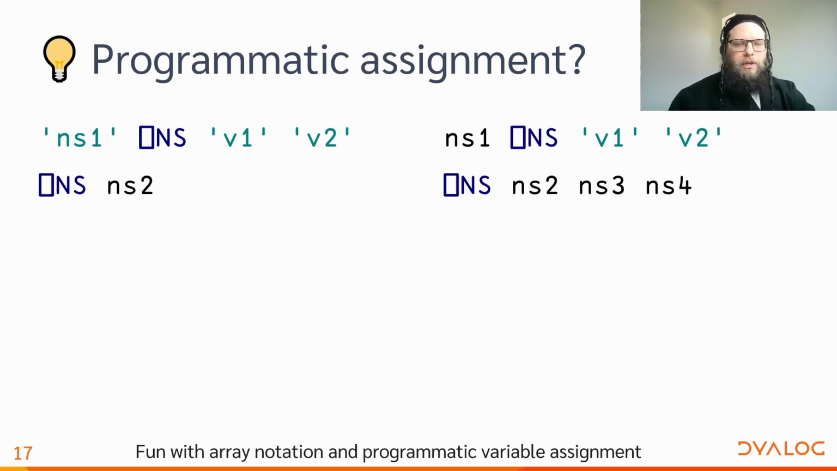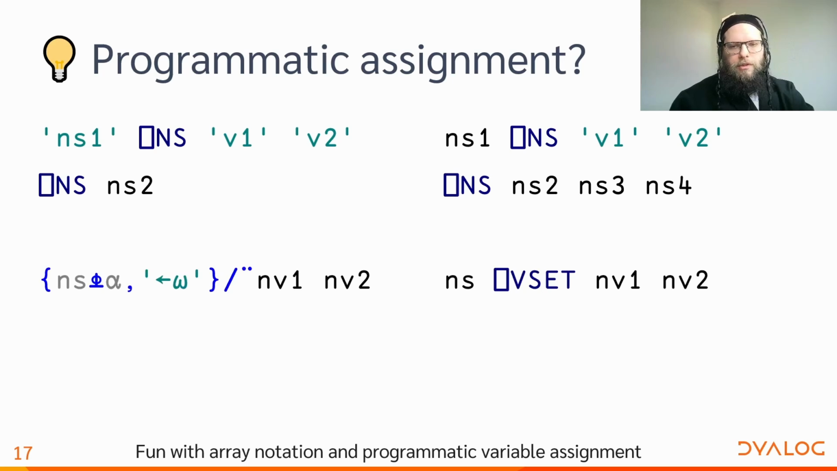However, it's not always that we are dealing with namespaces, juggling those around. Sometimes you just want to set a value. It could be inside a namespace, but we're not necessarily copying values from one namespace to another. And here we have an entirely new system function called VSet, or value set.